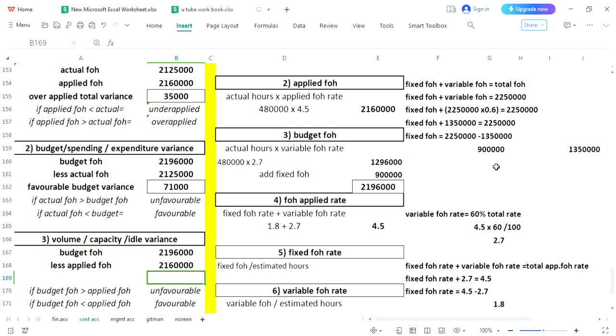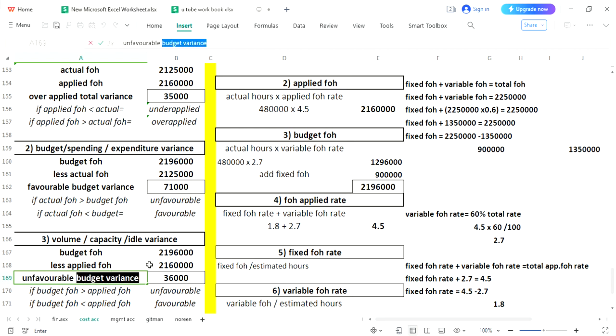It's time to calculate its variance. How? By taking the difference of budget and applied. Your budget is 21,96,000 and your applied FH is 21,60,000. Here we have calculated the variance. It's time to conclude by focusing upon budget. Budget was 2196, applied was 2160. So budget is more. You are actually arranging more amount which would go unfavorable for you. So it would be called unfavorable volume variance, volume capacity or idle variance.